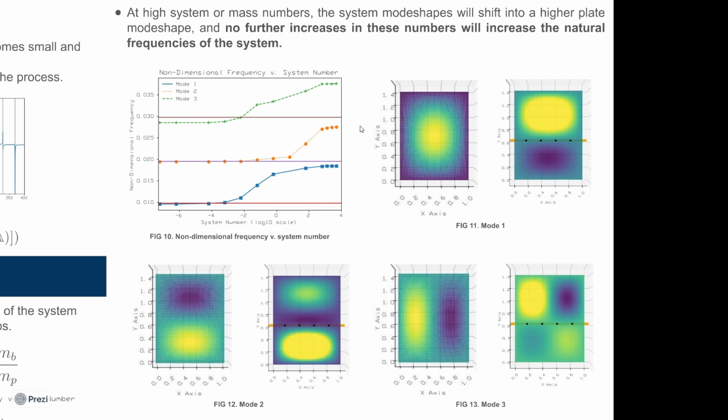So this is to say that there is a limit of how much you can raise the natural frequencies of a beam plate system. At high system numbers, the mode shapes of the beam plate system look like mode shapes of the plate alone, but at a higher modal index.